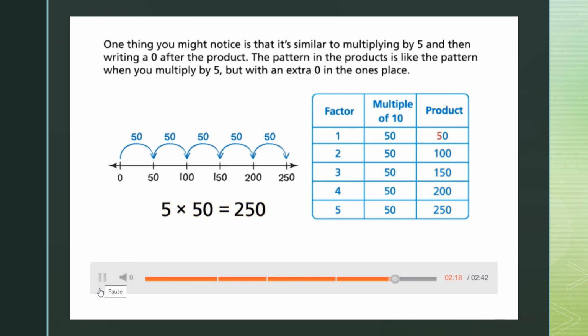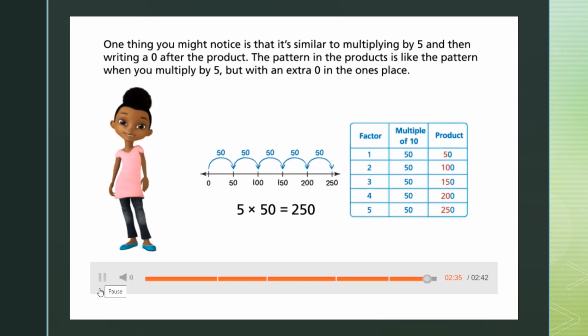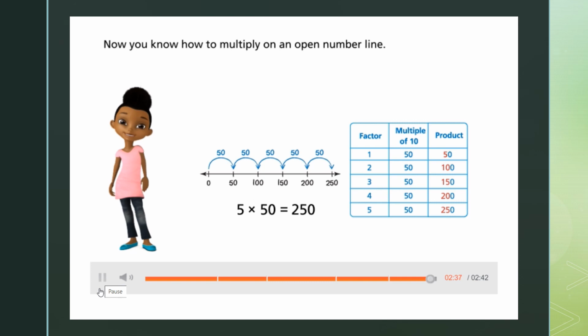One thing you might notice is that it's similar to multiplying by 5 and then writing a 0 after the product. The pattern in the products is like the pattern when you multiply by 5, but with an extra 0 in the ones place. Now you know how to multiply on an open number line. Awesome.